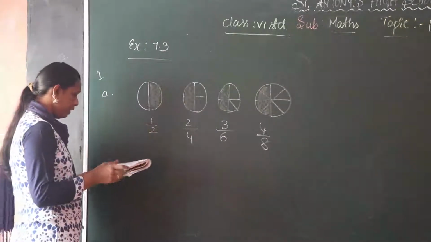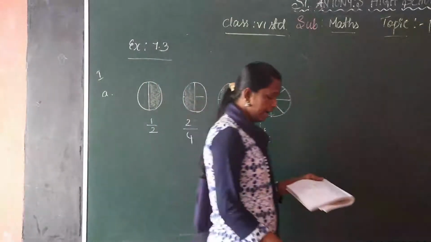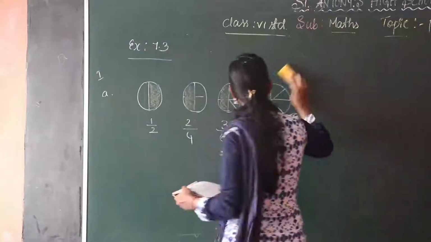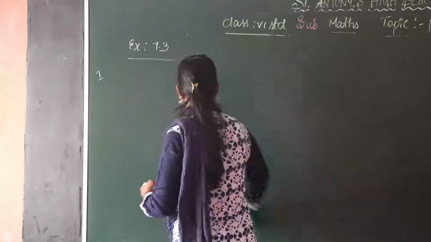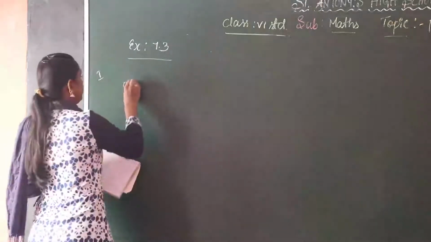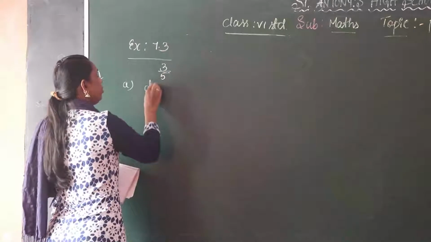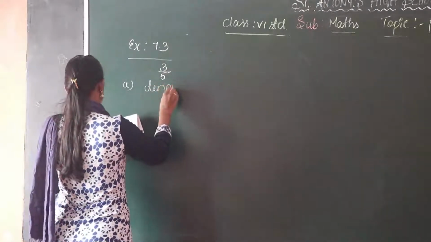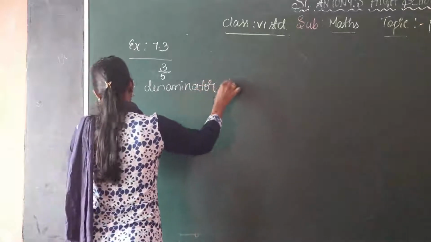Next, second sum. Find the fraction equivalent to 3 by 5 having the denominator 20. First one, so having the fraction 3 by 5, but they have given only the denominator. Denominator is 20.